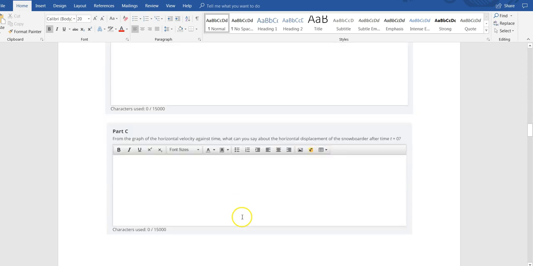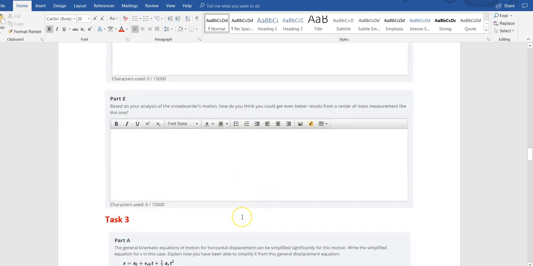Now on part E, in fact, let me go to part E so we can see that together. Base your analysis on where the motion is. How do you think you could get even better results from center of mass measurements like this one? Well, one thing we're looking for is if you could find the true center of mass, because it's not the same point for every person. It's roughly around the belly button area, but it changes, with taller and shorter people making it a little different.